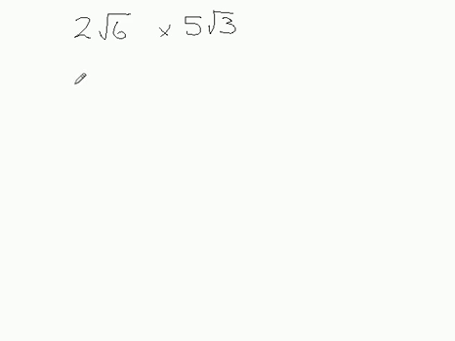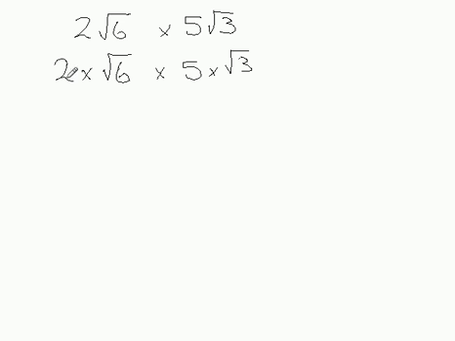Okay, so let's apply the same process here. First of all, we break up the first one by showing the multiplication in the middle. We're going to do the same with the second one, so the 5 root 3 becomes 5 times root 3.